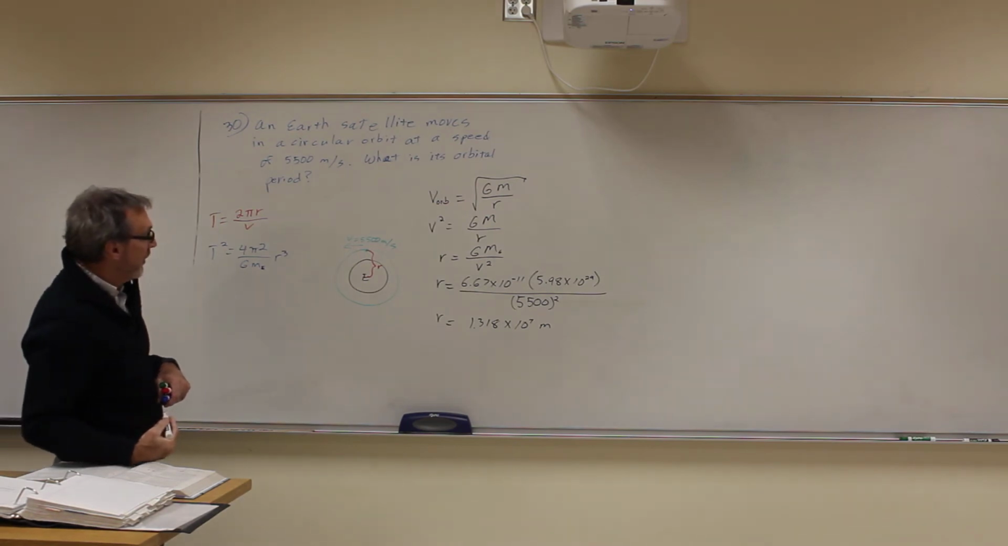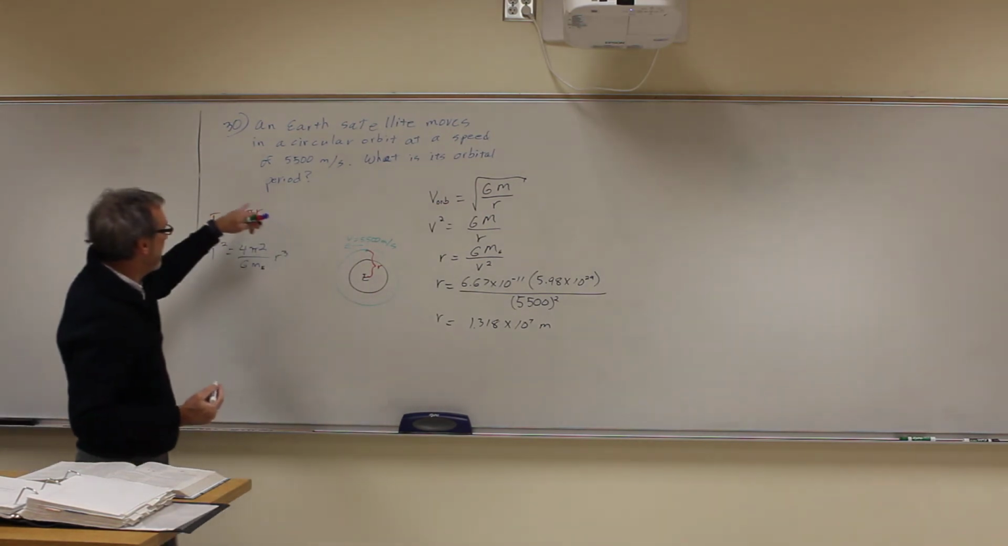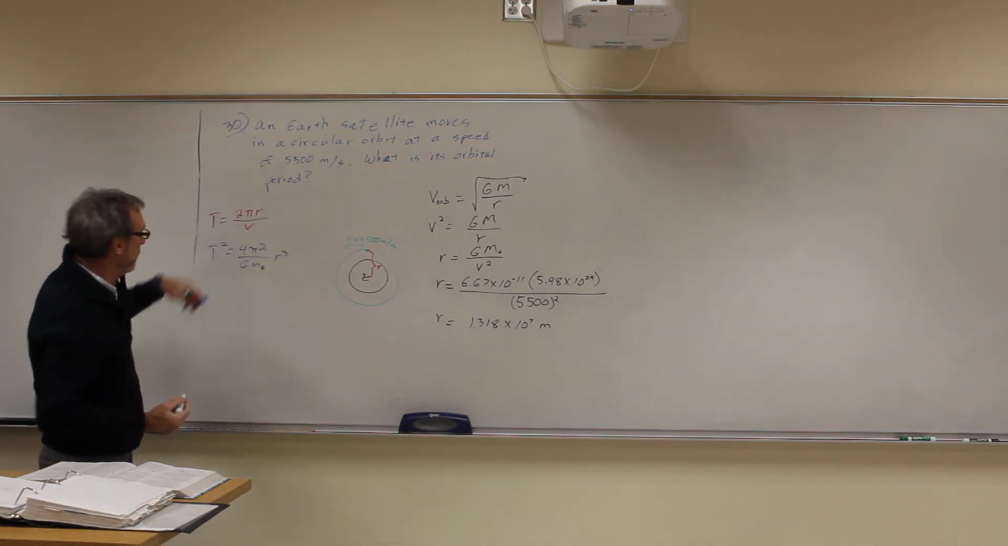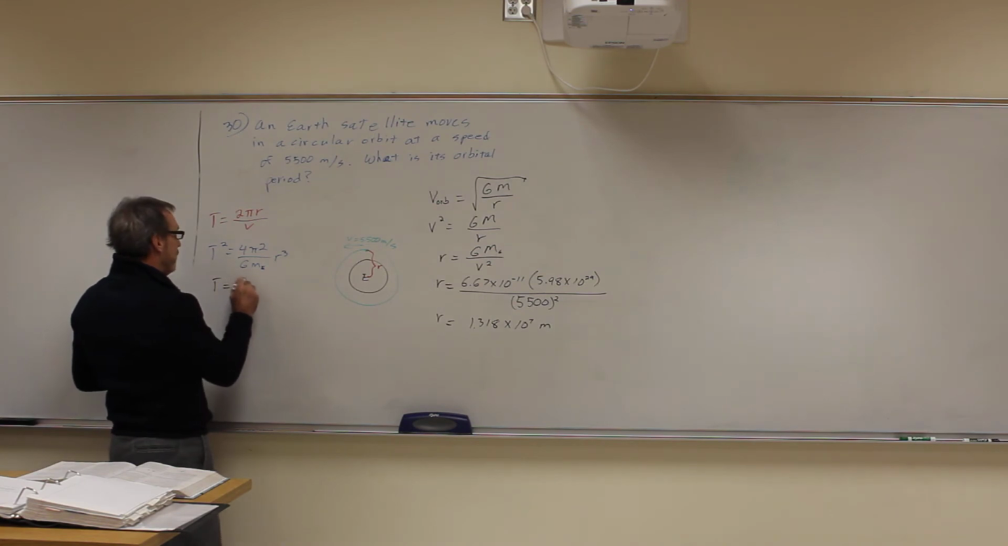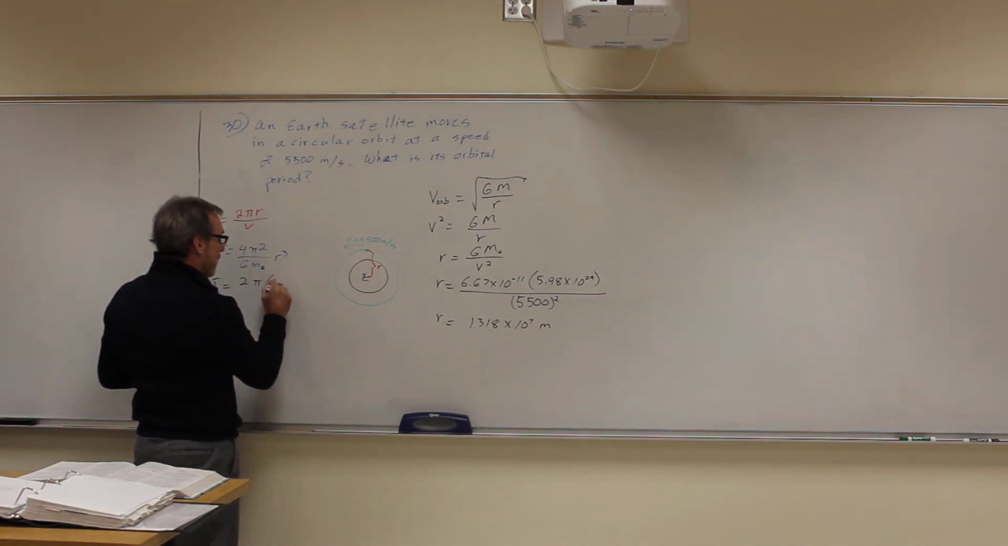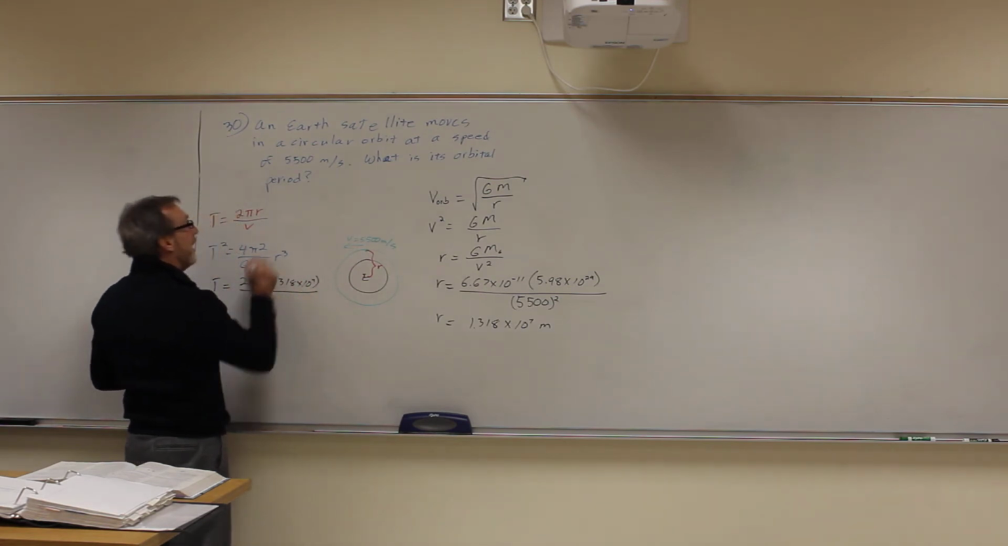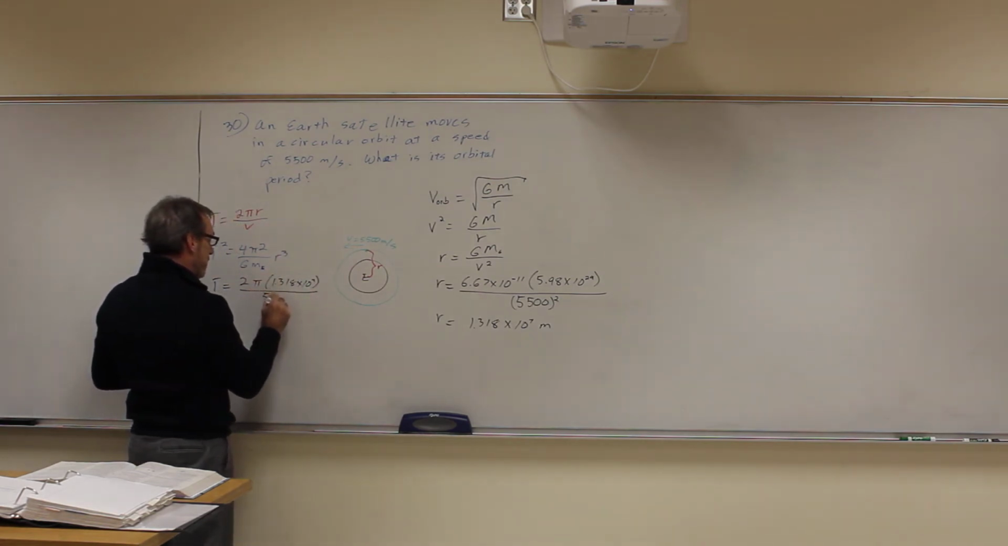Okay? Now that we have r, we can plug it into either one of these and solve for the period. So if you did the top one, it would be 2 pi times 1.318 times 10 to the 7th divided by the velocity, which is 5,500.